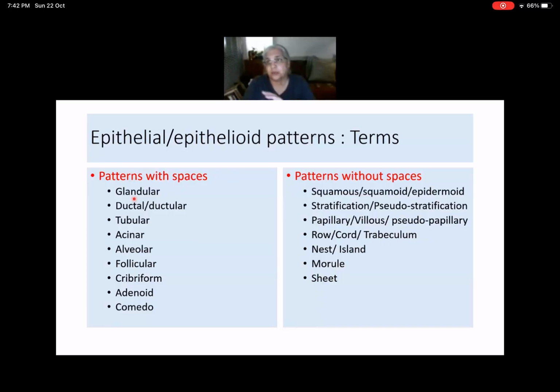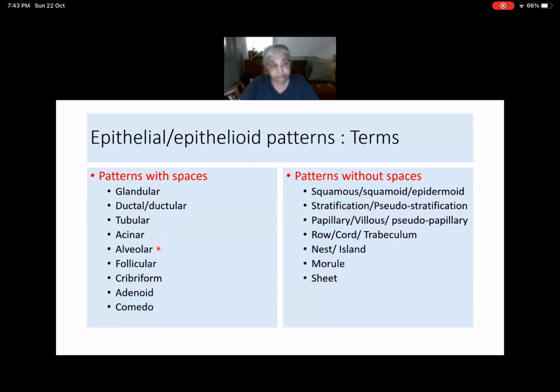Okay, now if we are talking about epithelial and epithelioid patterns, then we have to know that there are patterns with spaces and patterns without spaces. And I've shown you what are the patterns without spaces. Squamous pattern is without a space. You get stratifications and pseudo-stratifications, and then you get papillary, pseudo-papillary. You get cords and trabeculae and rows and nests and islands, morules, sheets. All of these can be epithelial or epithelioid, but they don't have spaces.